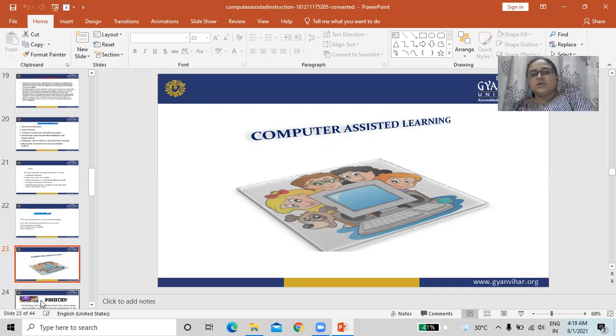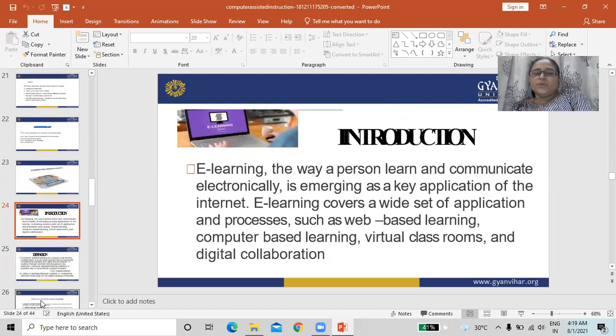Computer assisted learning. Introduction: e-learning, the way a person learns and communicates electronically, is emerging as a key application of the internet. E-learning covers a wide set of applications and processes such as web-based learning, computer-based learning, virtual classroom, and digital collaboration.